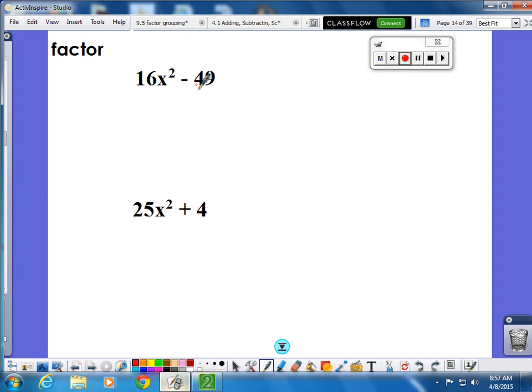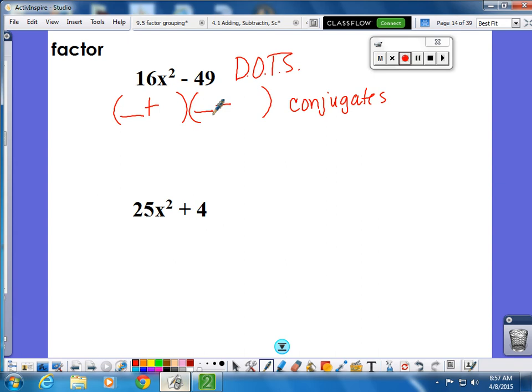Is this the difference of two squares? 16 is a perfect square, x squared is a perfect square, 49 is a perfect square. Is there a greatest common factor that I could factor out? No. All right, so I would have conjugates. What goes here? What do I square to get 16x squared? 4x. Good. What do I square to get 49? It doesn't matter whether the plus or minus came first either, okay?